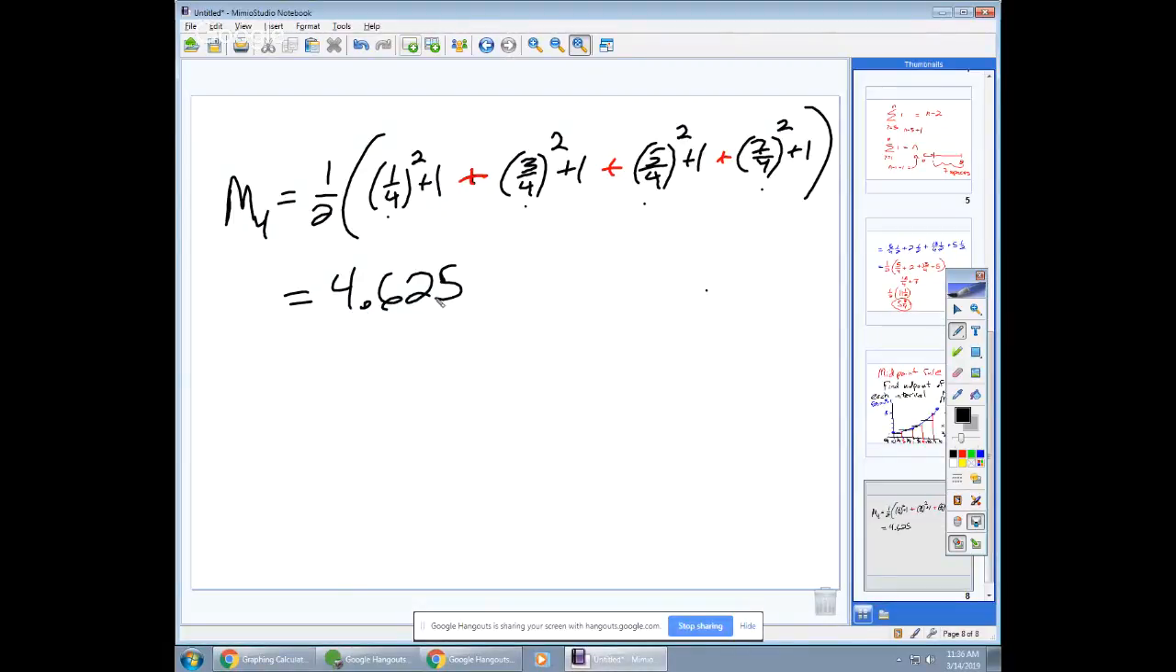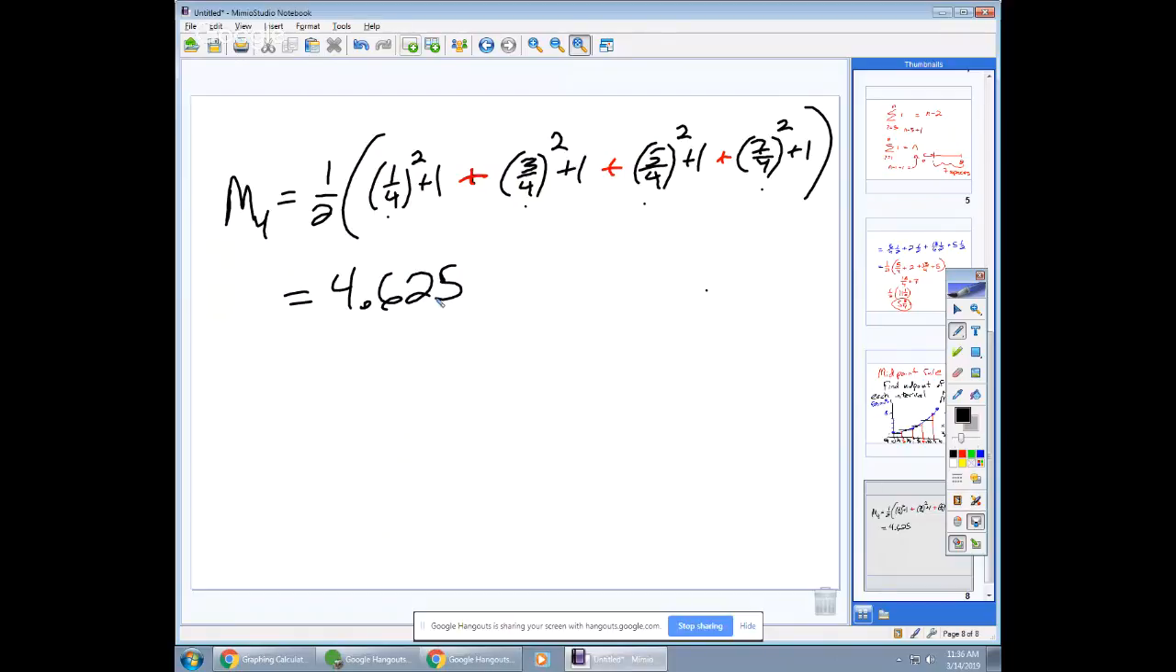What did we get before? 5 3/4, yeah, which was a definite overestimate, right? This one was kind of splitting the difference a little bit, so I don't know whether it's over or under, but it's closer, right? The only way to know for sure is to find the exact area.